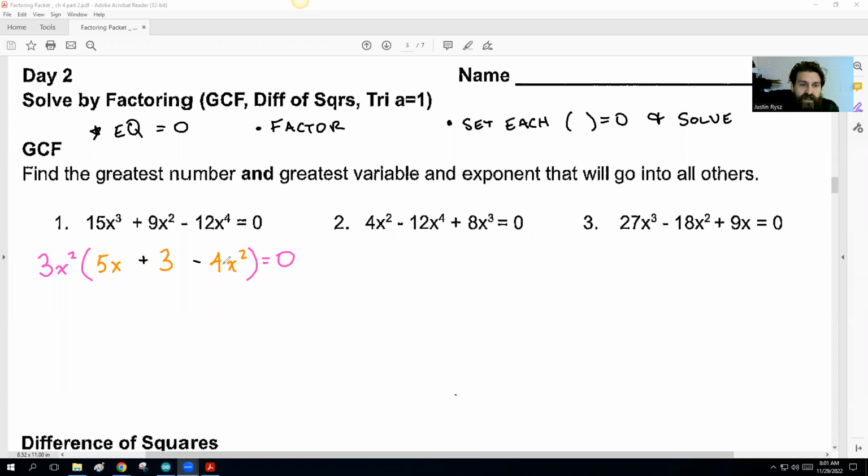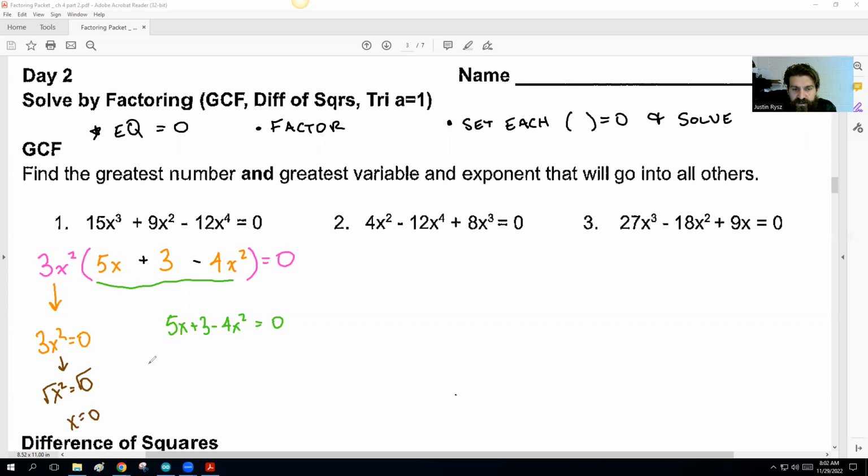Okay, so what we're going to do next is set each part equal to 0. We're going to make a problem that's 3x squared equals 0. And then another problem is this giant one, everything inside of that parenthesis: 5x plus 3 minus 4x squared equals 0. This first one we can solve, technically, because we could divide everything by 3 and get x squared equals 0 divided by 3, which is 0. Then to get rid of the square, we take the square root, and that would still be 0.